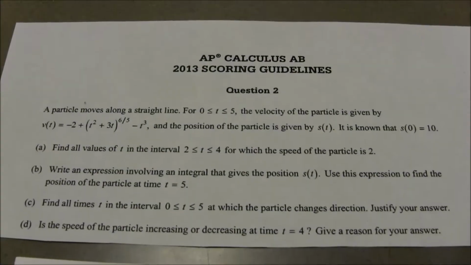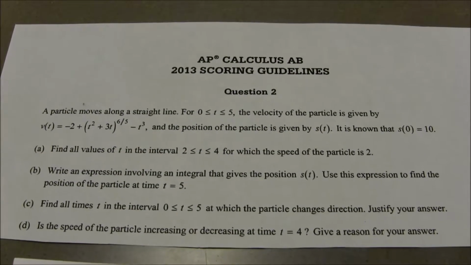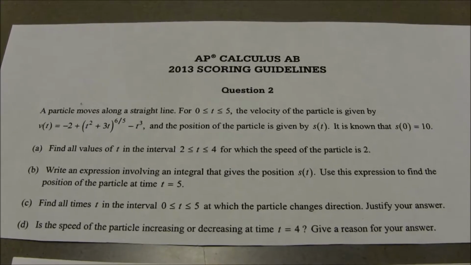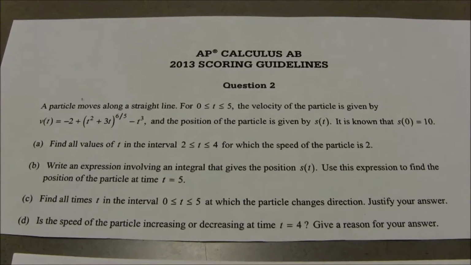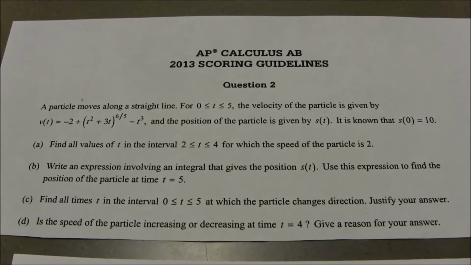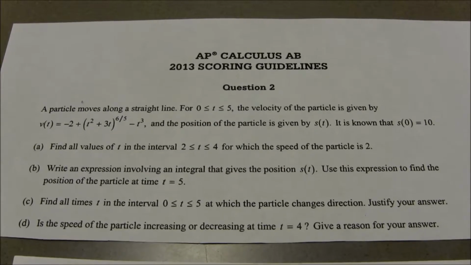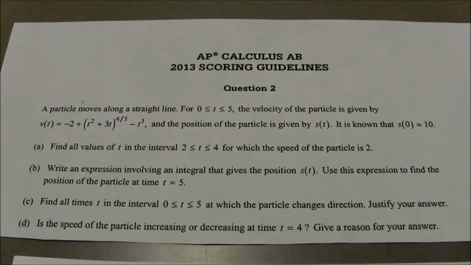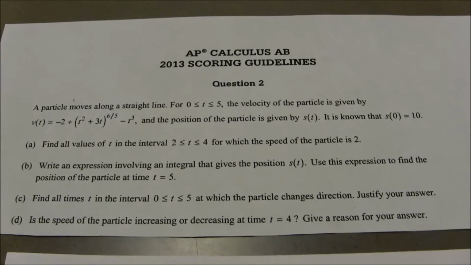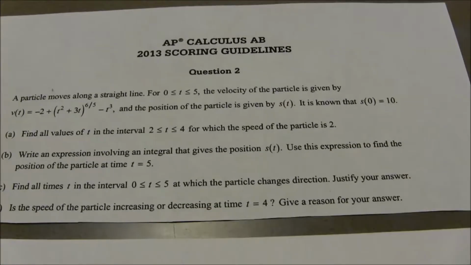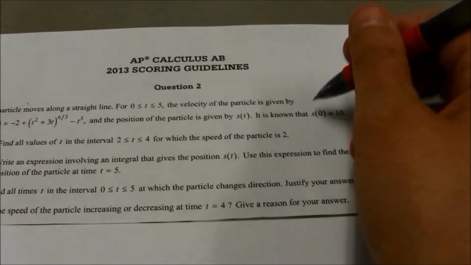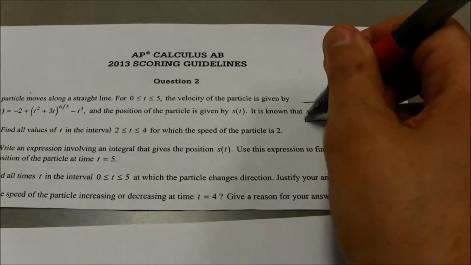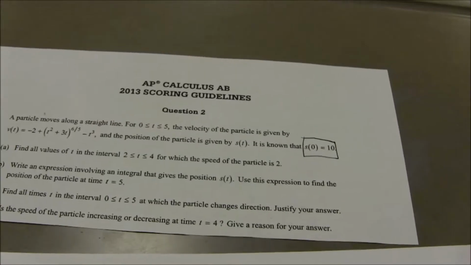This time I'm going to try a motion problem. This is from the 2013 AP exam. We have a particle moving in a straight line for times between 0 and 5. The velocity is given by the equation shown. They also give us an initial position. It is known that the position is 10 at time 0, and so I'm going to box that in.